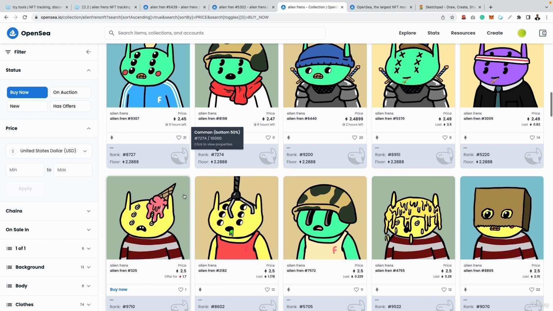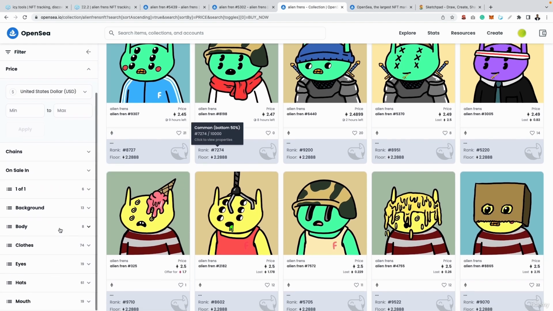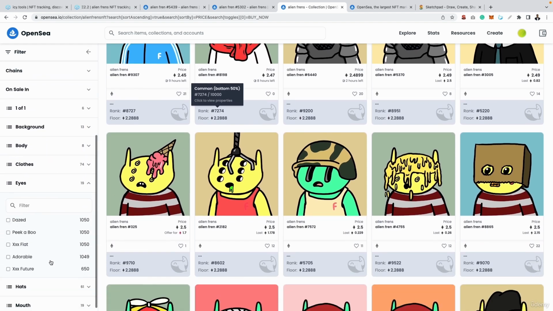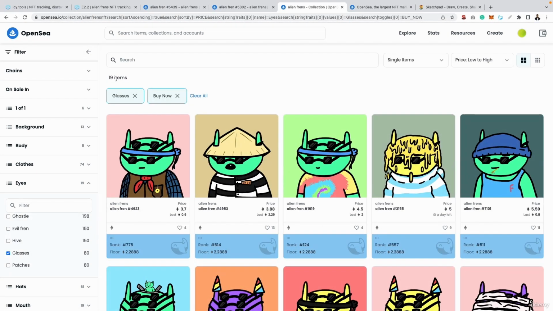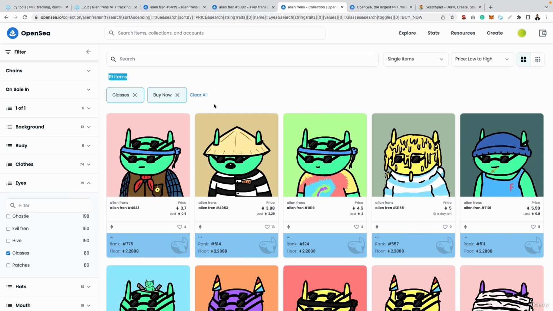So you can actually add filters on these pages very quickly. If we scroll down and then go to eyes, let's see if we can find one wearing glasses. Glasses, there you go, 80 in total. So out of the 80 NFTs in the whole collection that have glasses, there are only 19 currently up for sale.